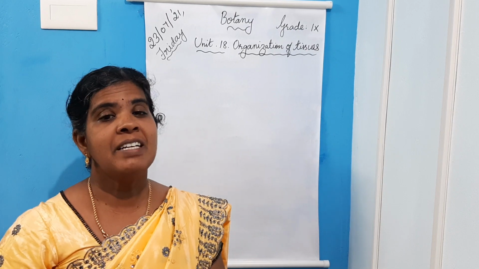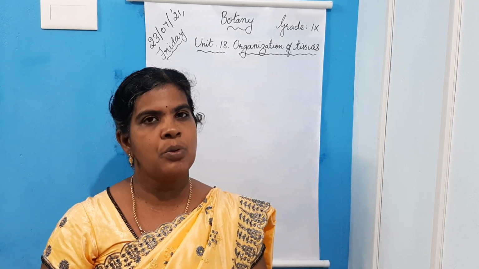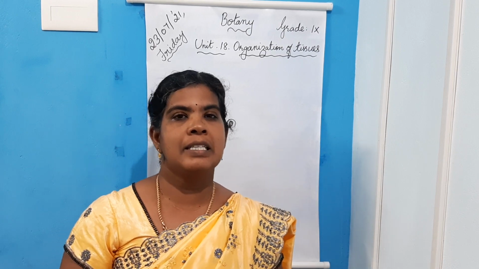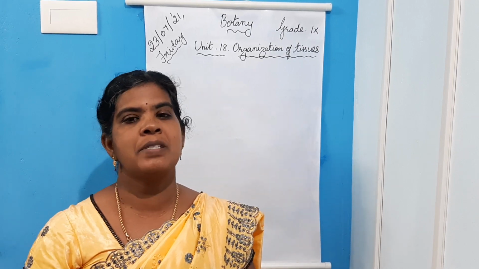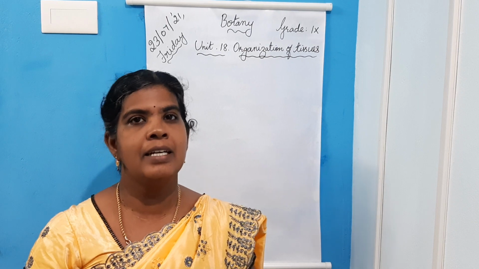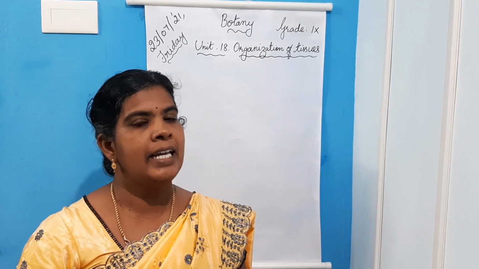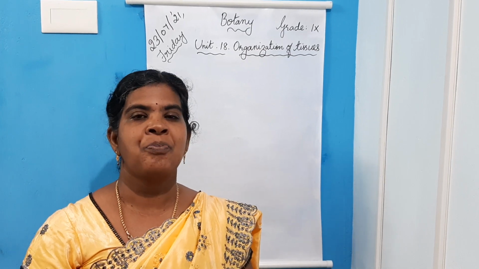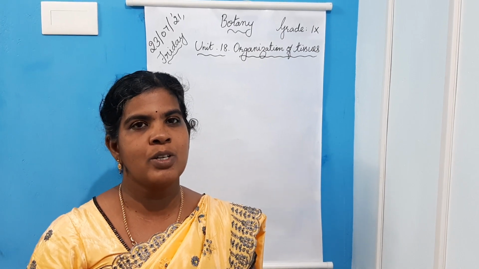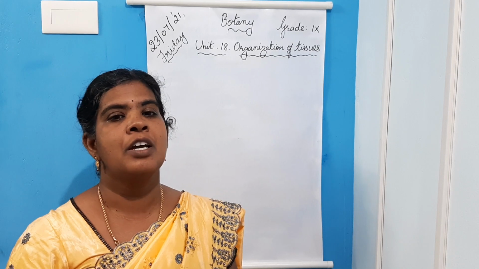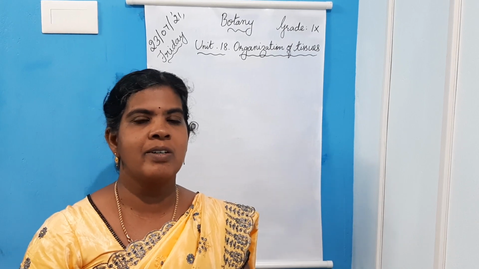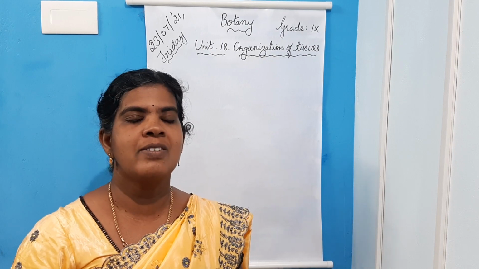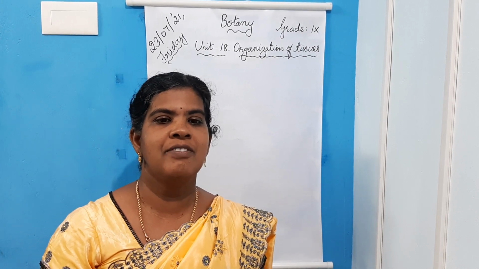Children, in the previous class, we all learned about the types of cell division. Isn't it, Mom? There are three types of cell division that occur in animal cells. They are amitosis, mitosis, and meiosis. Amitosis is also called direct cell division, mitosis is also called indirect cell division, and meiosis is also called reduction division.